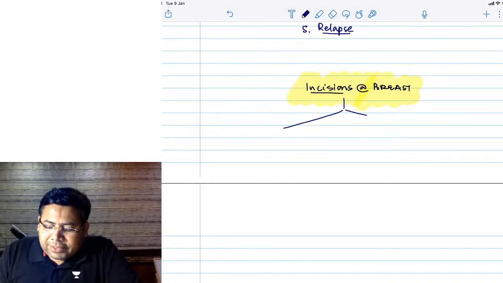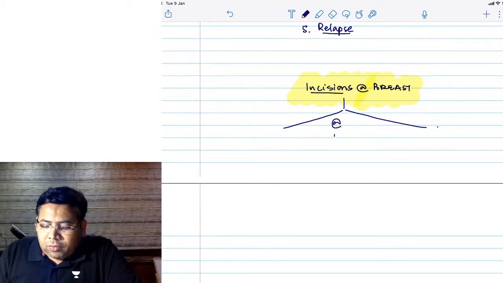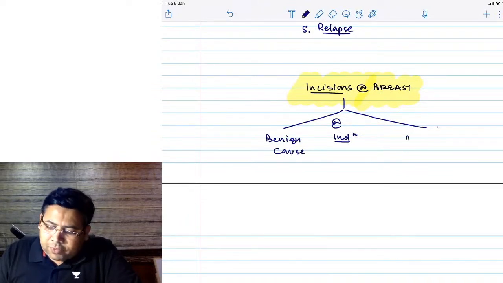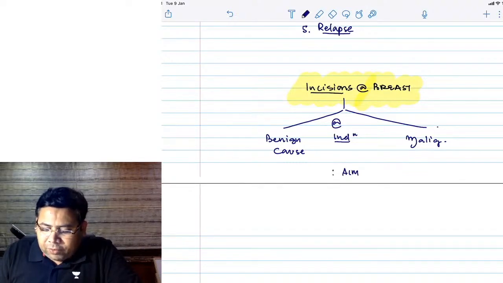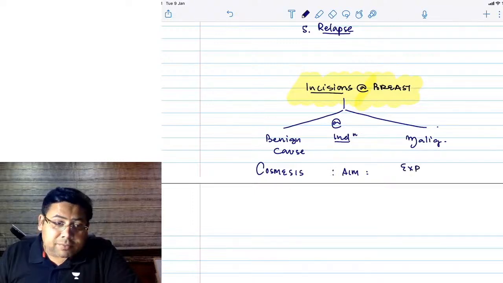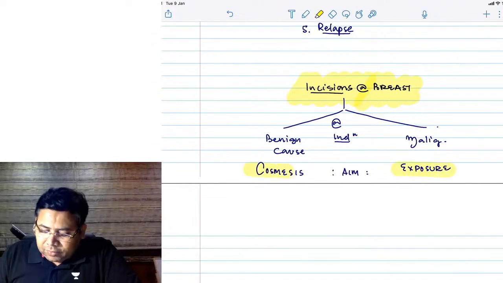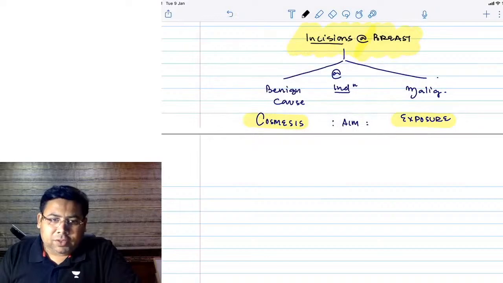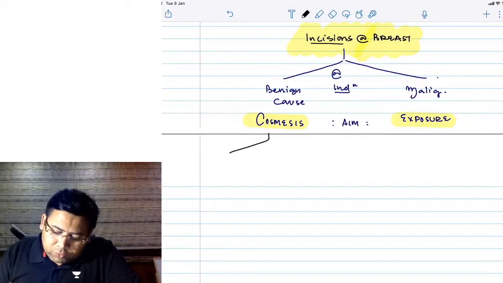Whenever we talk about incisions of the breast, the incision is defined on the indication. If it is for a benign cause, or if it is for malignancy. The aim for a benign cause is cosmesis. The aim for malignancy is the exposure. So exposure is there, cosmesis is there. If you talk about these incisions for the benign cause, we have 2 types.